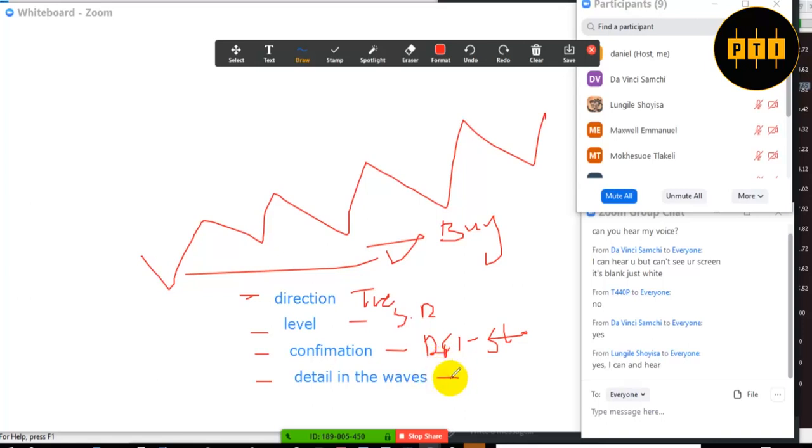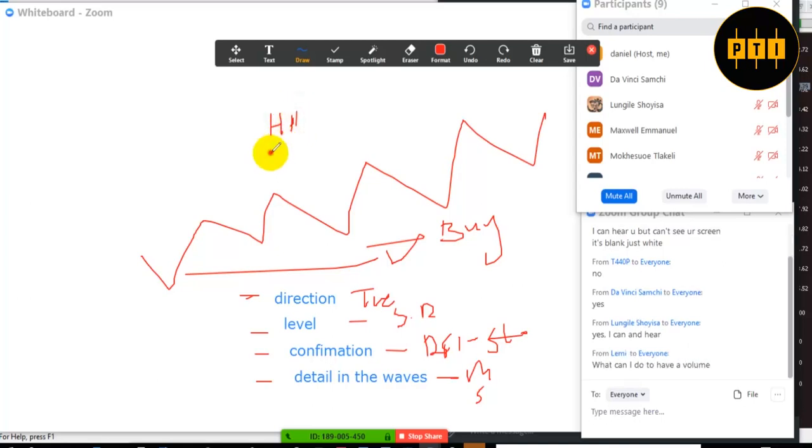The details of the wave are what I've been discussing in the previous webinars: the momentum, the strength, the number of candles, the size of candles, and the size of the waves themselves. Because for you to have a healthy trend, we say that a healthy trend is a trend that is forming patterns of higher highs and patterns of higher lows.